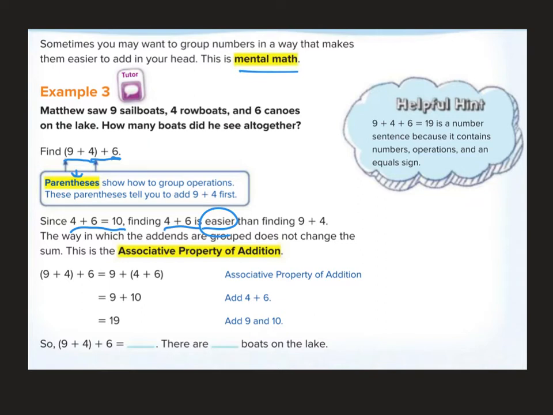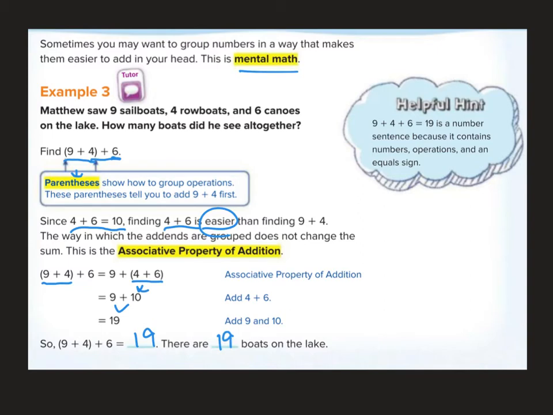So what we're doing here is we're noticing that since 9 plus 4 has parentheses, we can switch it to say 4 plus 6 because that makes a 10. And we like doing addition problems with tens, hundreds, thousands, right? And 9 plus 10 is 19. There we go. So 9 plus 4 plus 6 is 19. And there are 19 boats on the lake.